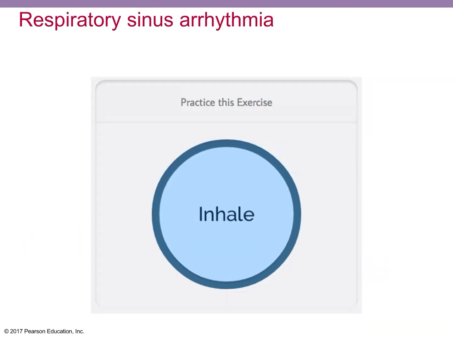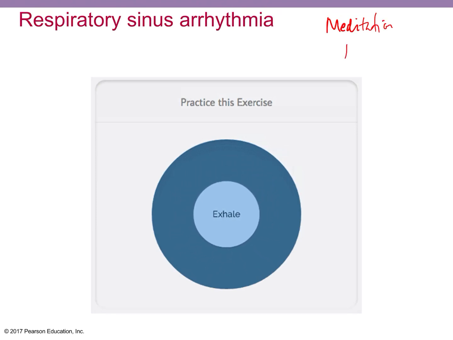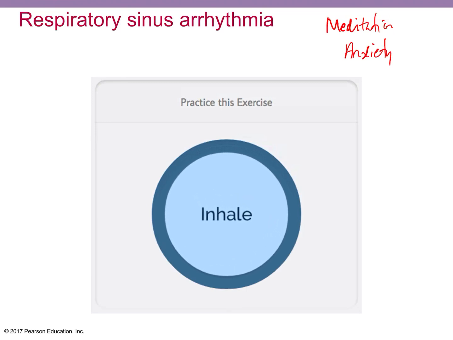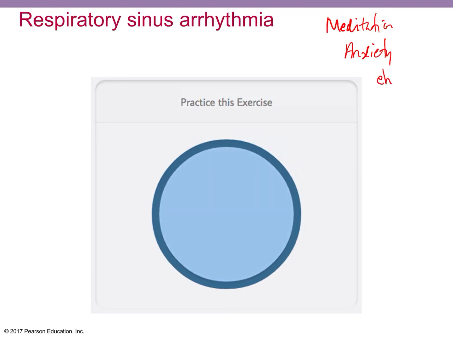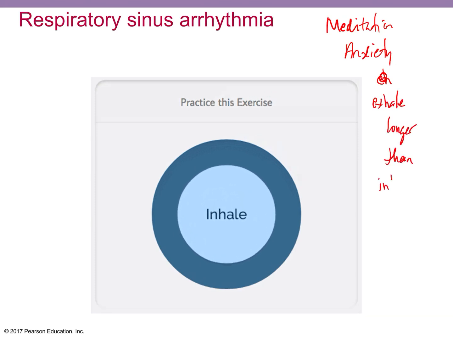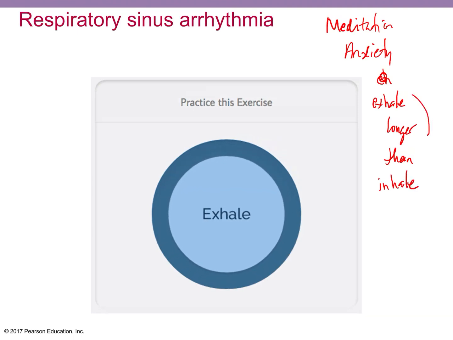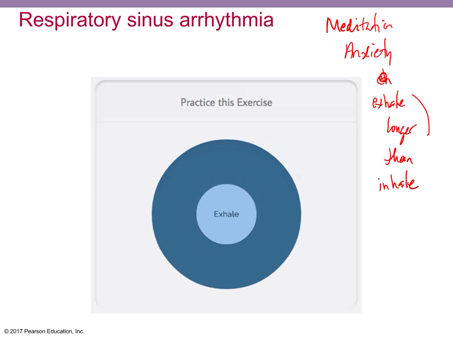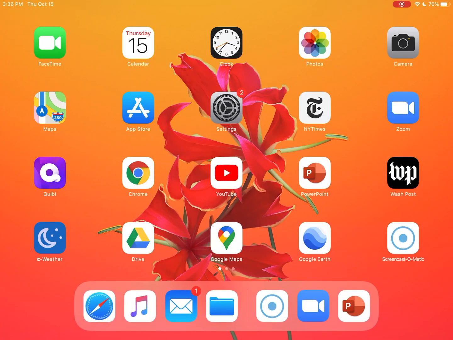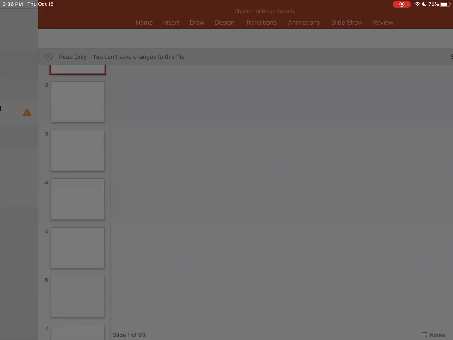So this has been researched, and this is the reason why, for meditation or for anxiety, if you want to calm yourself down, you want to exhale longer than the inhale. Because when you exhale, you are stimulating the parasympathetic activity. You're stimulating the vagus nerve.